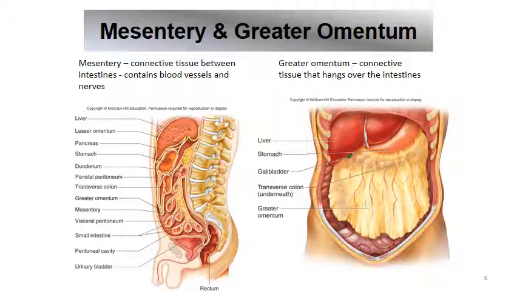Then the one on the right, this picture on the right, shows the greater omentum. This is connective tissue mixed in with fats. Now this one is covering the front of your intestines. And so we're going to be able to see this on the cadaver.